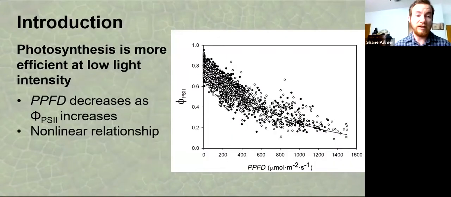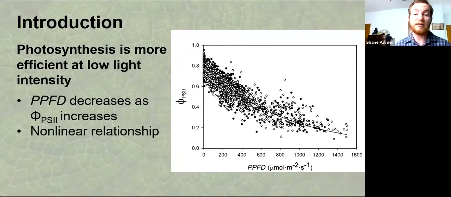And related to that, because of this tendency for PS2 to get overloaded, if you increase the light intensity, the efficiency of PS2 tends to decrease, and that's what this graphic is showing. So what you're looking at is, which is written improperly on the slide, it's supposed to be the quantum yield of PS2 decreases as PPFD increases. And this is a nonlinear relationship. So you have a steeper drop in efficiency when you're at those lower light levels, and it kind of tends to even out as you get into the higher levels.